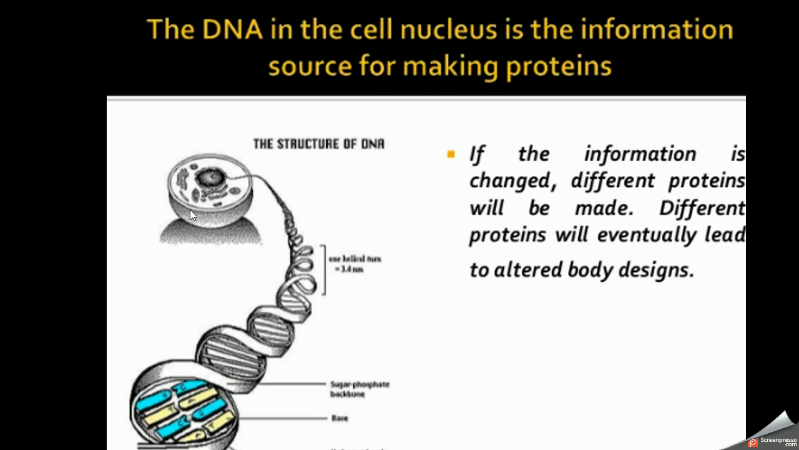If the information is changed, then different proteins will be made; the same proteins cannot be made. And if different proteins are made, there may be altered body design. That is how the body changes, the alterations come in the body, a different pattern comes in the body, because of the different proteins that will be getting information from DNA. If DNA copying is changed, the information will be changed and different proteins will be made. And if different proteins are made, then there will be a difference in characters.